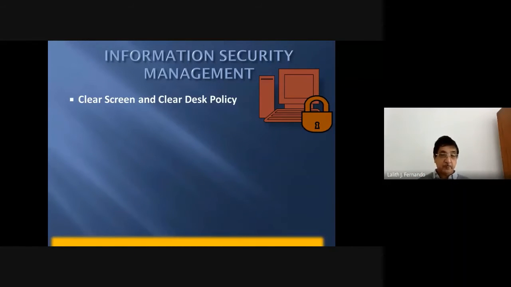Now, I have given you some basic rules of information security management: clear screen and clear disk policy. Always, when you leave the desk, you have to shut down or clear the screen and desktop, and you can introduce access passwords so that no one else can access your computer.